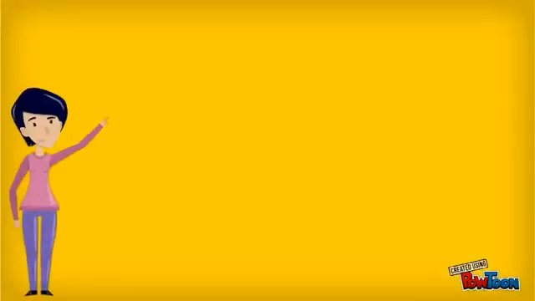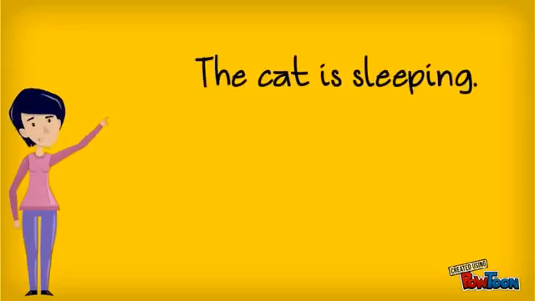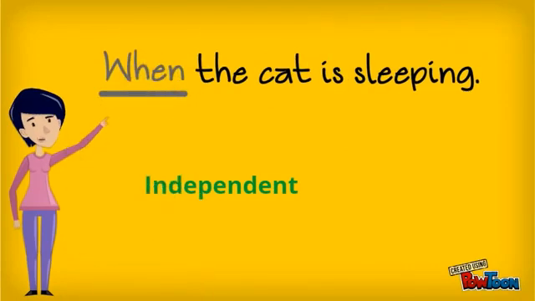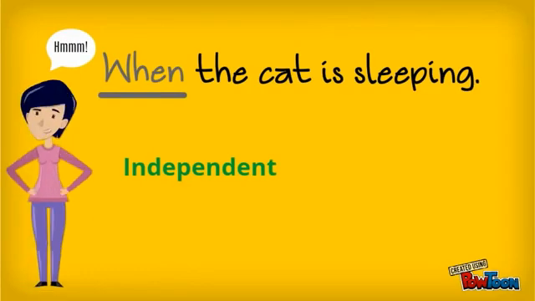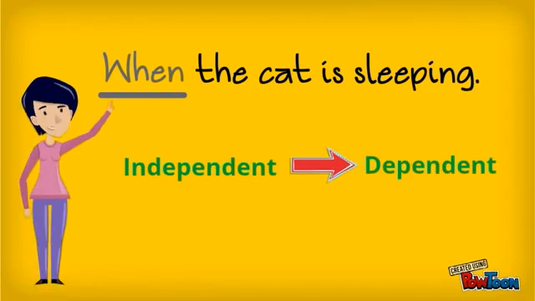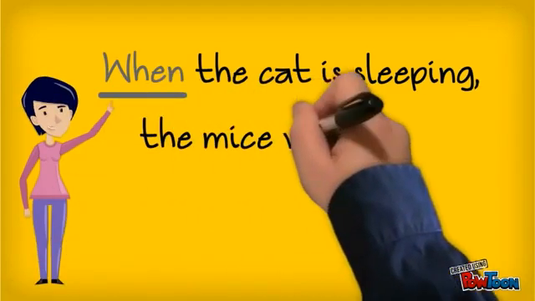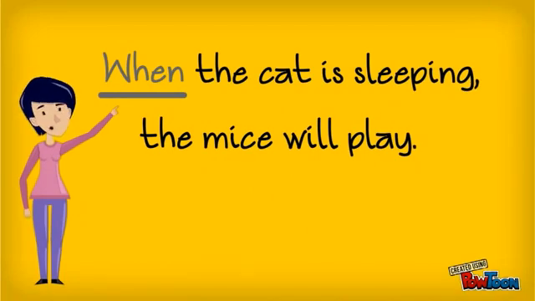Here's how it works. The cat is sleeping. This is an independent clause. It has a subject and verb team and makes sense by itself. If I add the word when at the beginning, does it still sound complete? No, it has become a dependent clause because it needs more information. I want to know what happens when the cat is sleeping. When the cat is sleeping, the mice will play. Now it makes sense.